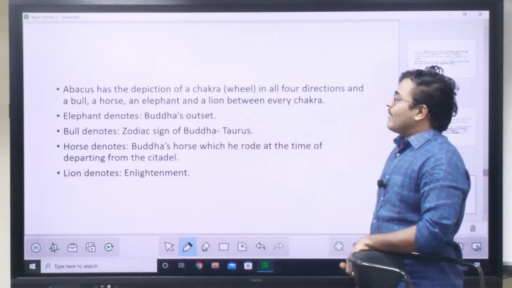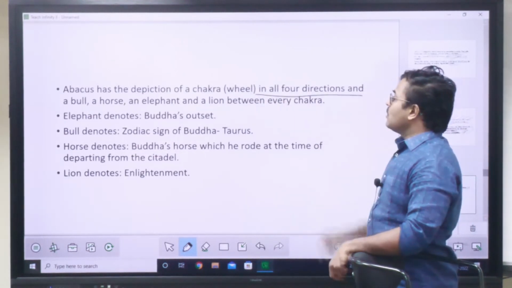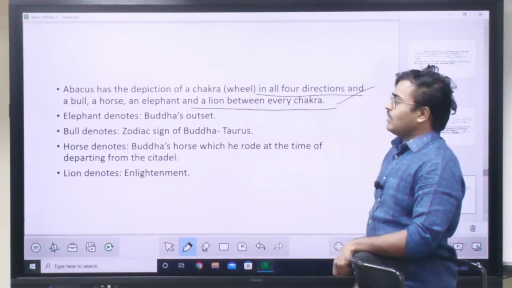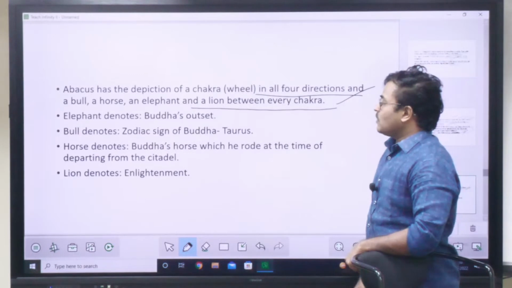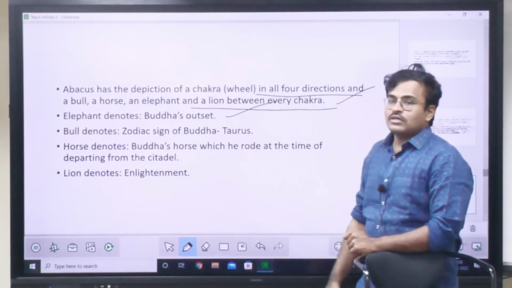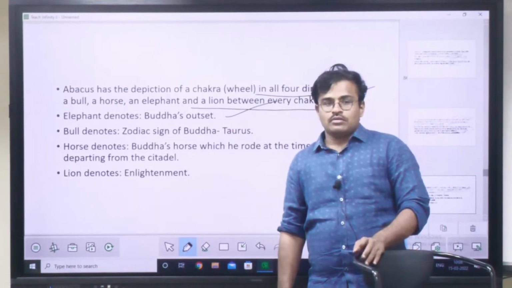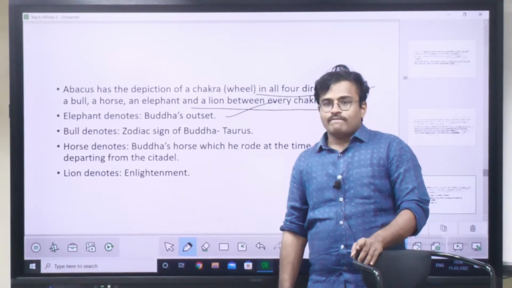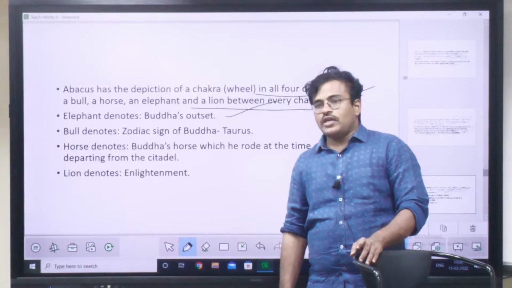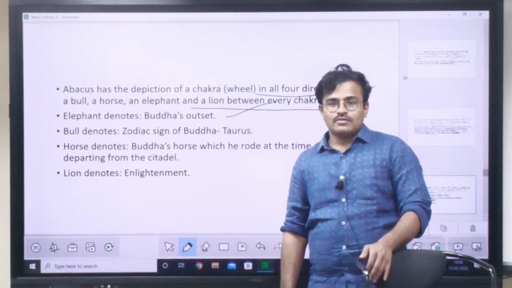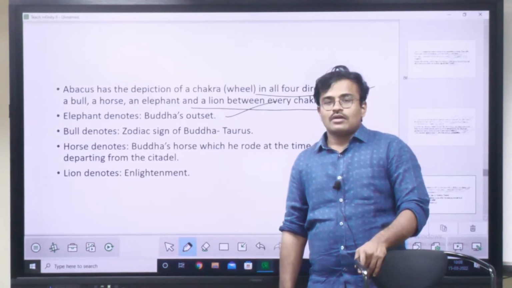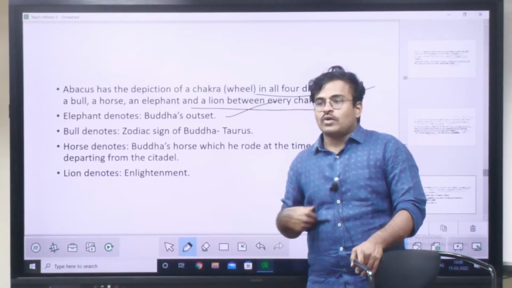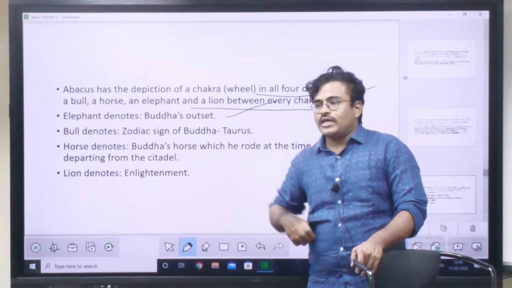Okay, next one: the abacus has the depiction of a chakra in all 4 directions and a bull, horse, elephant and lion between every chakra. Elephants denote what? Jati, Avakranti, Sambodhi. What is the meaning of Jati? Conception of Buddha. The conception of Buddha is known as Avakranti or Jati.